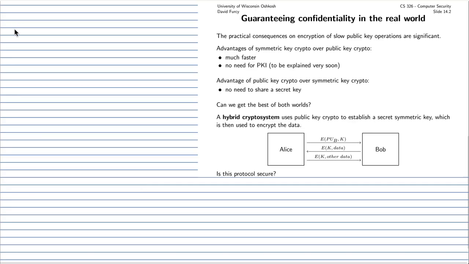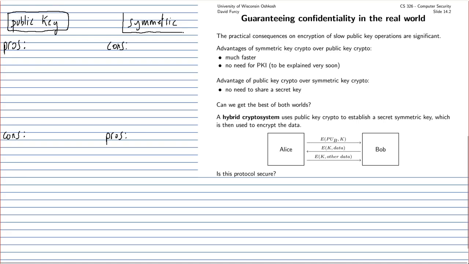So, on the one hand, we have public key cryptosystems, and on the other hand, we have symmetric cryptosystems. And we're going to discuss the pros and cons of each approach. And since they are the flip side of each other, I'm going to list the cons here before the pros.